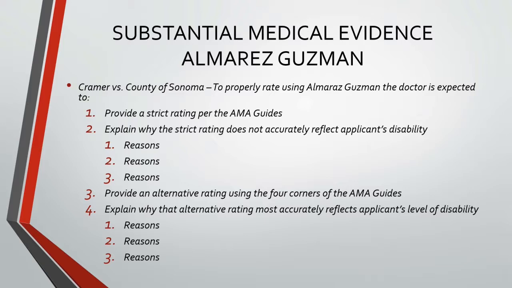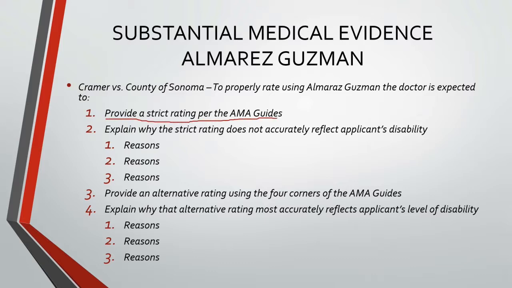And you're going to go through your normal methodology as to how the AMA Guides would rate a certain condition in the chapter associated with that condition, using the charts and tables that describe impairments associated with that condition. So you're going to go through your entire formulation of providing a strict rating per the AMA Guides. And that is step number one.